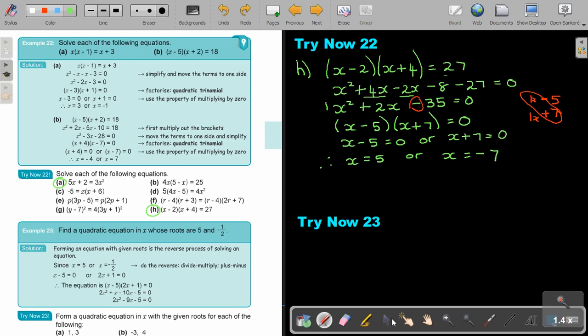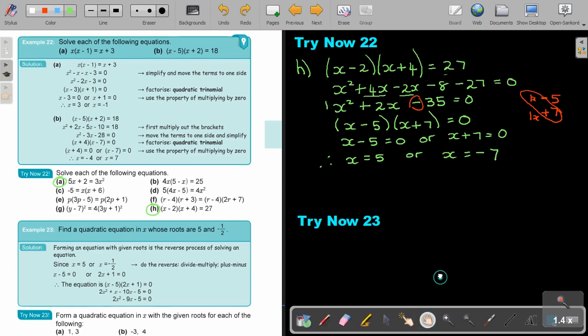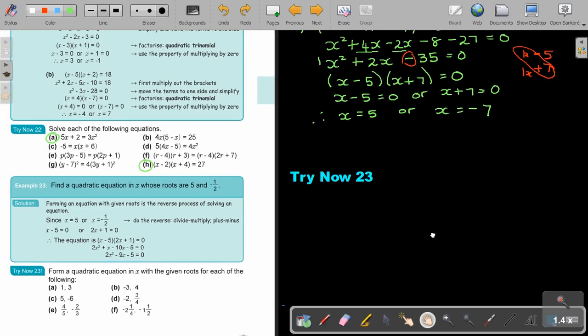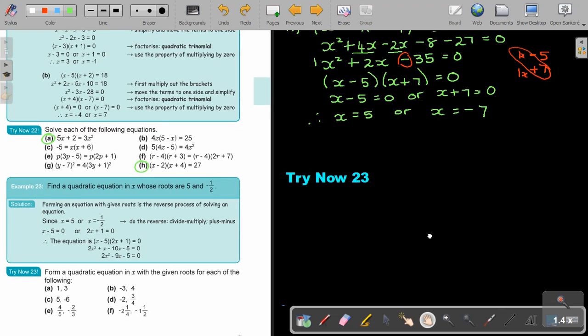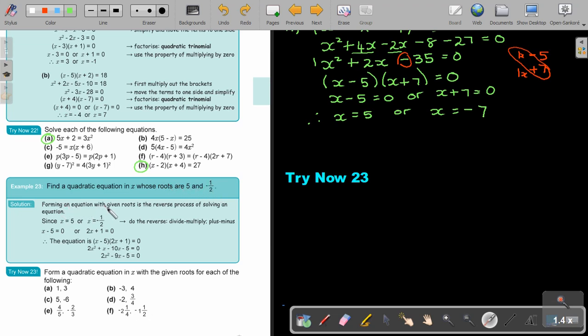Okay, let's look at the last one in this video. Okay, this is now a bit the other way around, so let's just look. Find the quadratic equation in x whose roots, that means the answers of x, are 5 and negative a half. So forming an equation with the given roots is the reverse process of solving an equation. So x is 5 and x is negative a half.